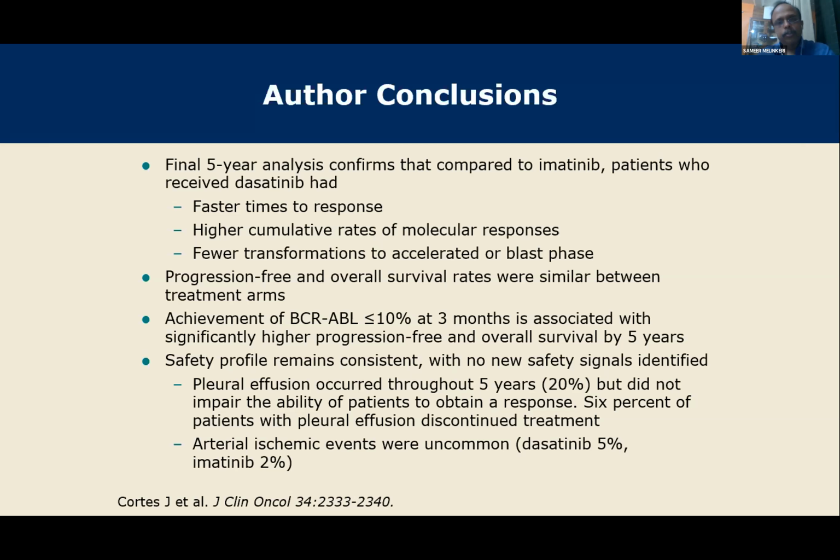The authors' conclusions from the Dasatinib study were that as compared to imatinib, patients with dasatinib had faster times to response, higher cumulative rates of molecular response, fewer transformations to AP or BC. The PFS and the OS were the same. Achievement of BCR-ABL at less than 10% at 3 months is associated with a significantly higher PFS and OS at 5 years. And the safety profile remains consistent throughout. Pleural effusions occurred in about 20% of patients, but only about 6% of these had to discontinue treatment. Arterial ischemic events were uncommon with dasatinib, only 5% of patients.